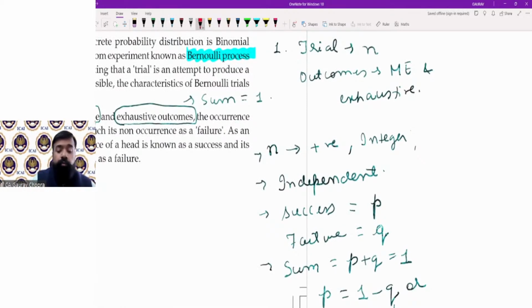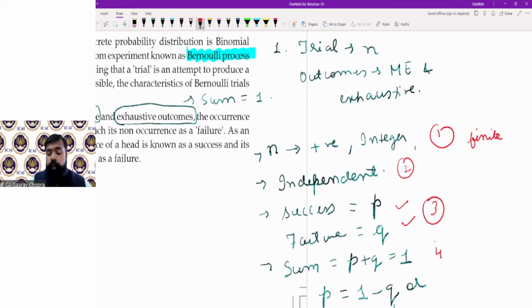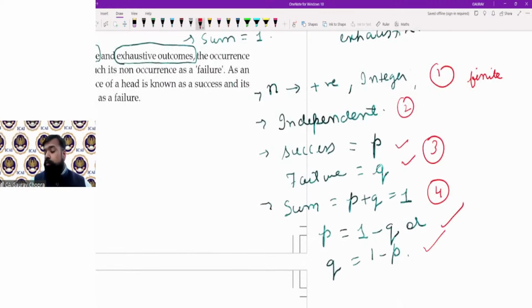Let us recall. What is the first condition? There are n number of trials and n must be positive. It must have an integer value, that is, it should not be a decimal number. Also, it is always a finite value. It cannot be infinite. Second thing is that the trials are independent of each other. So either success will happen or failure. Head will come or tail will come. Then the two outcomes are named success and failure. Success is denoted by P, failure is denoted by Q. Then the fourth one is that the sum of their probabilities is equal to 1. So P plus Q is equal to 1, or P is equal to 1 minus Q, or Q is equal to 1 minus P. These are the basic conditions for binomial distribution.